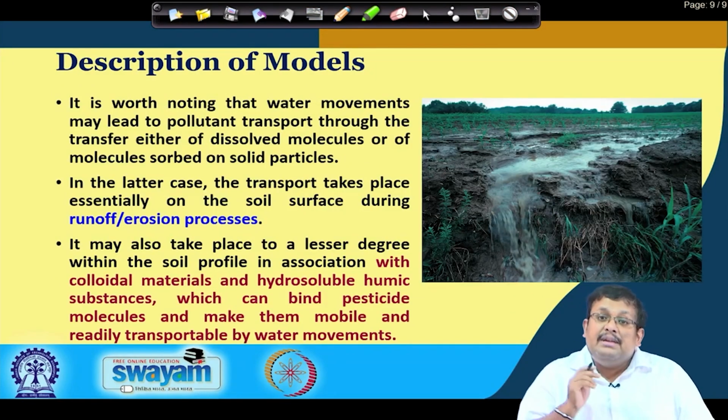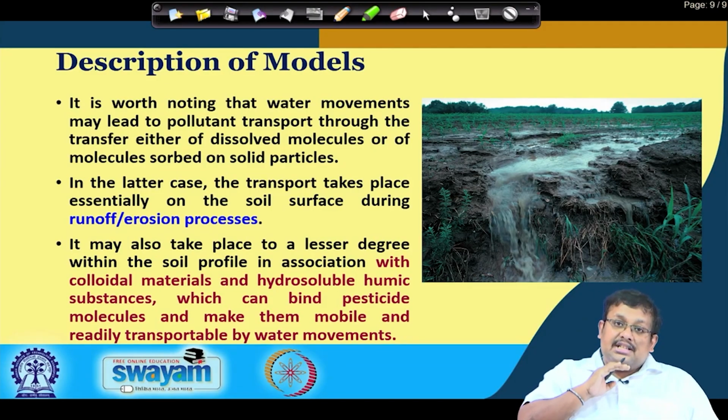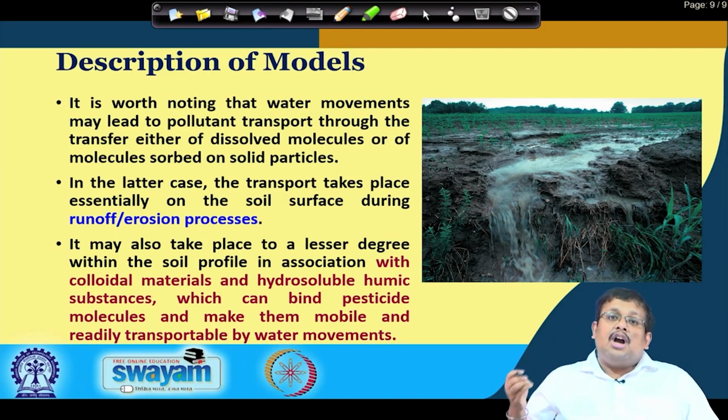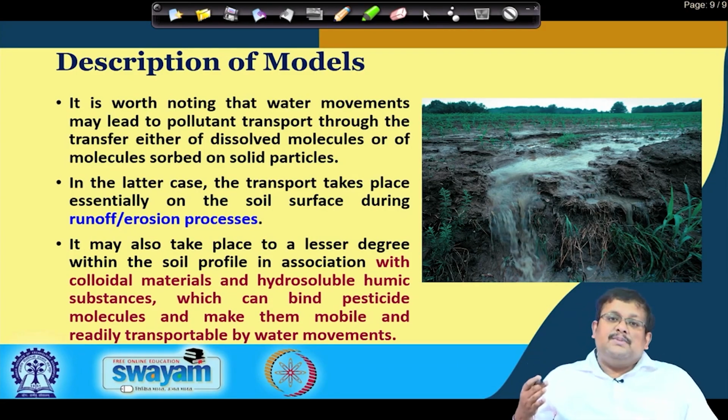Now, it is worth noting that water movements may lead to pollutant transport through the transfer either of dissolved molecules or of molecules sorbed on solid particles. So, when there is a transport of water, for example surface runoff, the water moves, and along with the water, the solid particles which are absorbing different types of pesticides or chemicals are also transported.